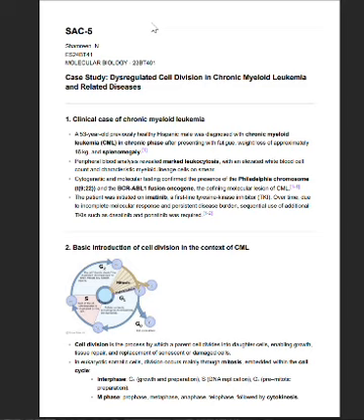So my case study is based on the introduction to cell division. I've decided to take a real clinical case to actually understand this basic introduction. So this is not going to be very basic, and so let's begin.